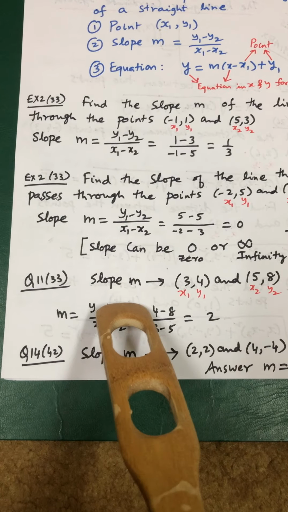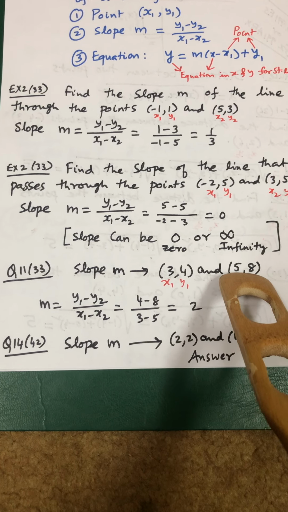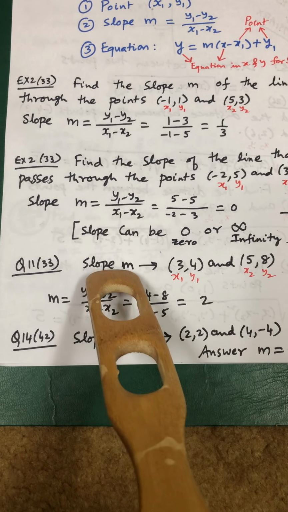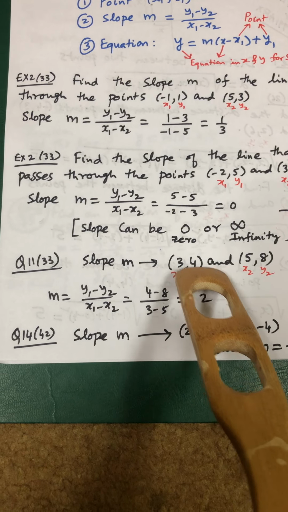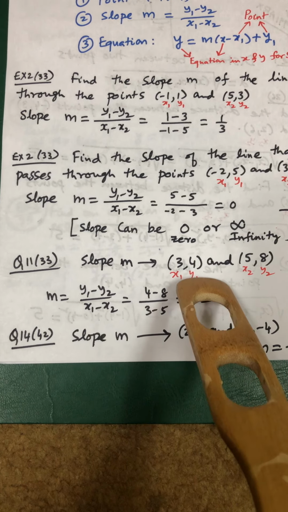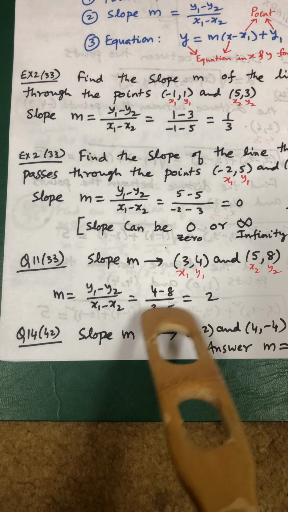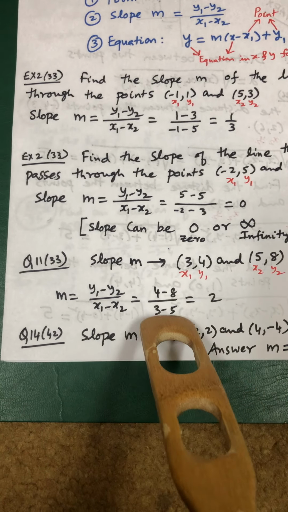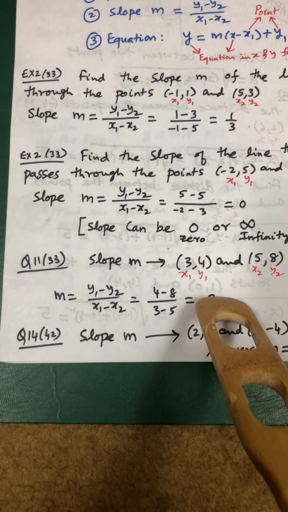Another question: find the slope m for the points (3, 4) and (5, 8). These are x's, this is y, the xy. So m is equal to y1 minus y2 over x1 minus x2. Y's are 4 minus 8 over x's are 3 minus 5. The total answer will be 2 using a calculator.